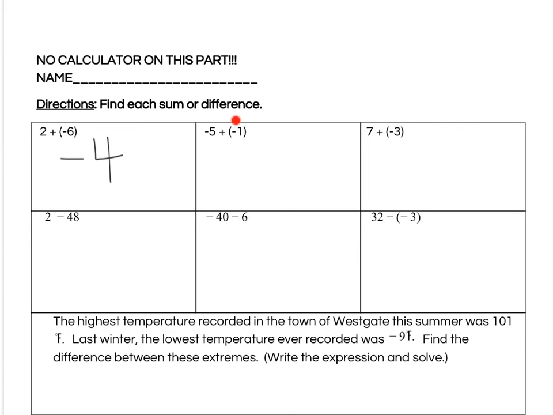Next, -5 plus -1. Those symbols are the same, so you find the sum, which is -6. You had only negatives to deal with. Same situation for this question as this question. Their signs are different, but in this one, you started off with more positives than negatives. So your answer is just a +4.